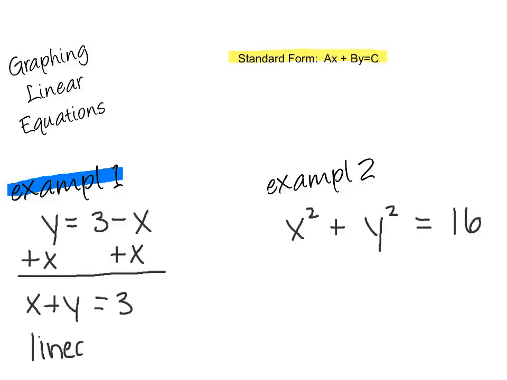Now I want to look at this second example. Example 2, I have x squared plus y squared equals 16. And I want to figure out if that is linear by looking at my standard form. Now it looks similar, but my x and my y variable are squared, or raised to the second power. So this one is not linear.